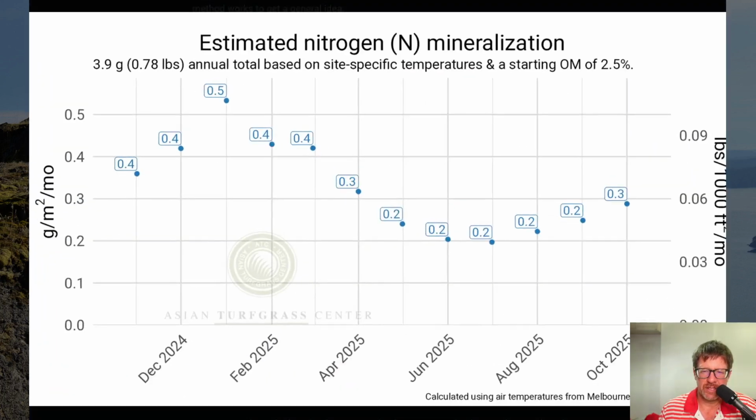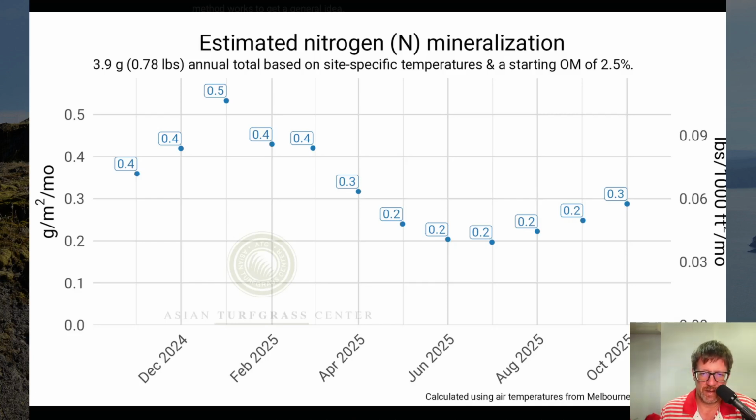I included a chart in here, and this is a type of chart that I make for ATC soil test reports. The chart that I'm showing on the screen now has a title, Estimated Nitrogen Mineralization. It gives an annual total, uses site-specific temperatures, and breaks it down month by month. I calculated this for a starting organic matter content of 2.5%, which was the example we were working with in our discussion in the Discord server last week.